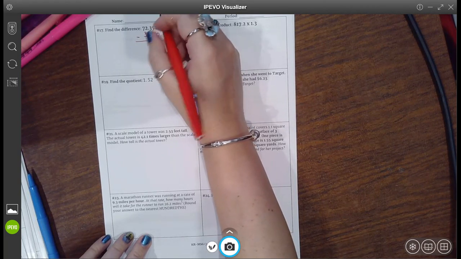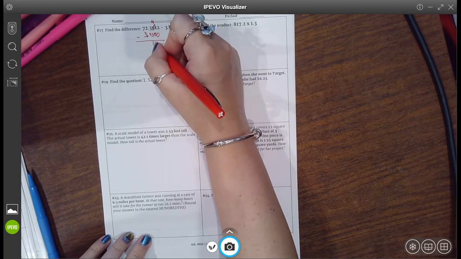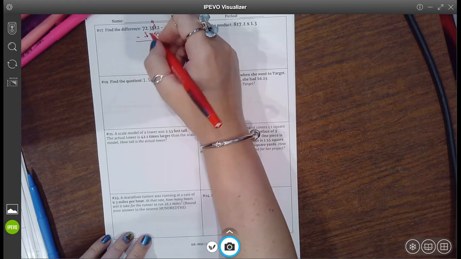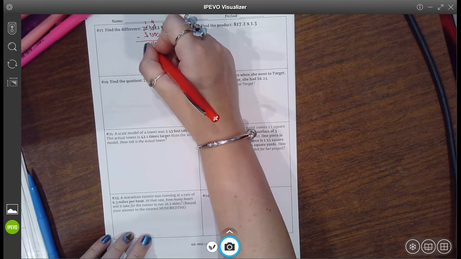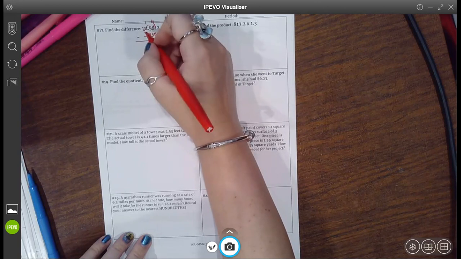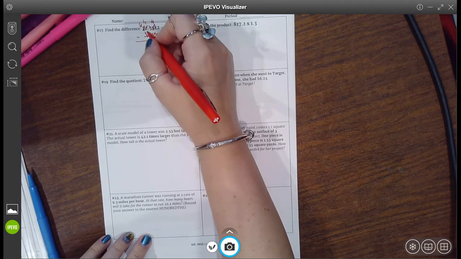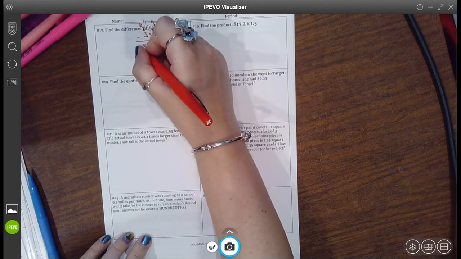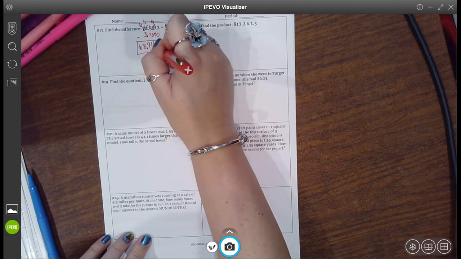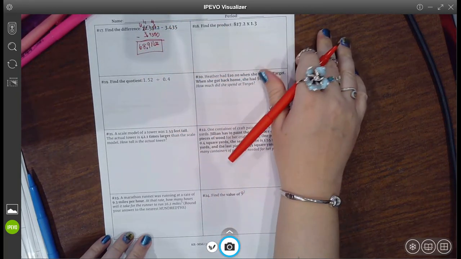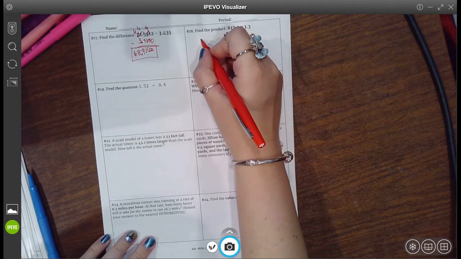You can't take 5 from 1, so borrow. And 11 minus 5 is 6. 4 minus 3 is 1. You can't take 4 from 3, so borrow. 13 minus 4 is 9. Bring down my decimal. 3 can't go into 1, so borrow. And 11 minus 3 is 8. And bring down my 6, because 6 minus 0 is 6. So you have 68.9162.